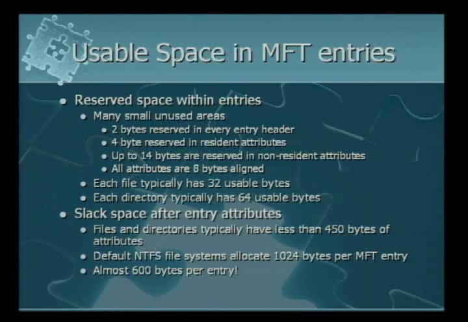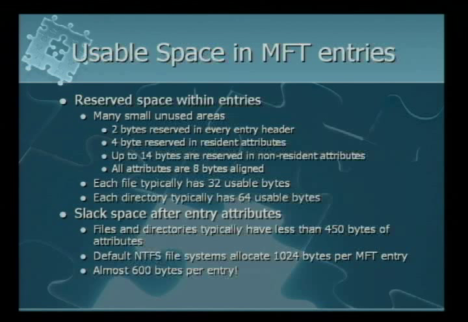And doing a little bit of research analysis of live systems, we found out that for every file on a system, you've got about 32 bytes of reserve space within its attributes. And for every directory, about 64 bytes. That's not a whole lot of data. Maybe it'll work if you want to hide just a small amount of data, but that's not much.